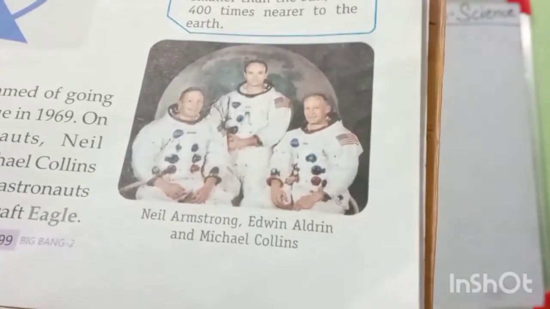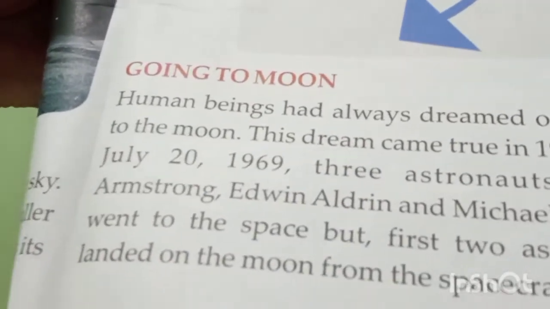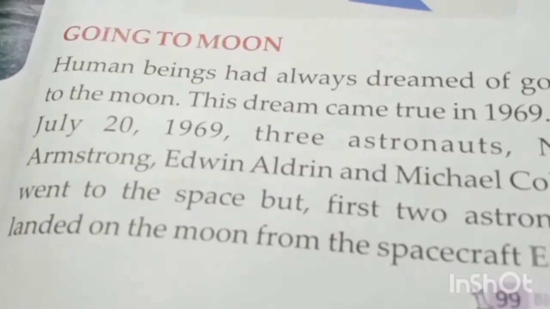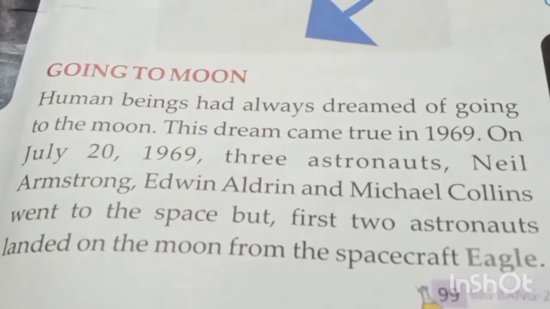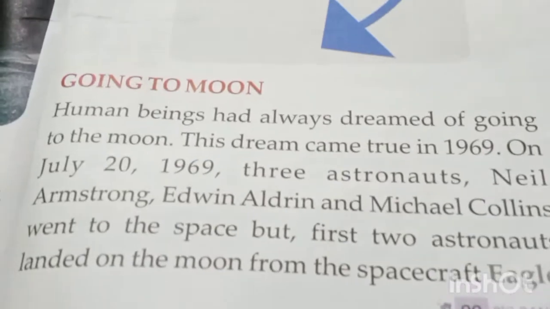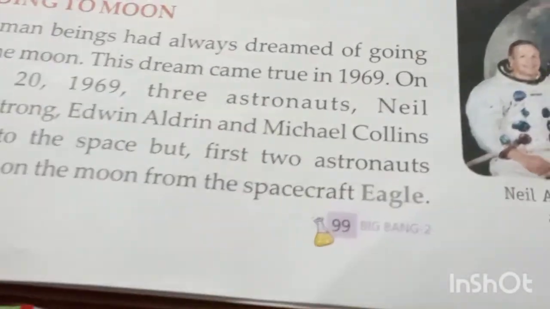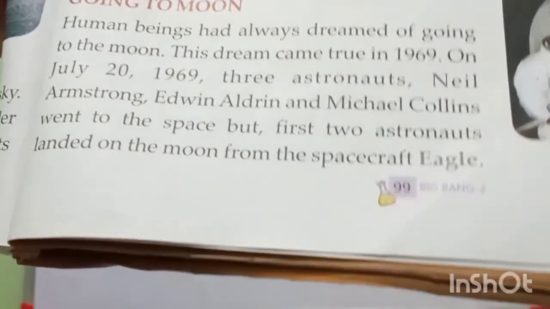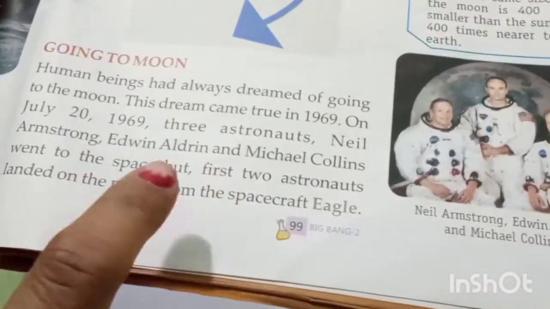Going to the moon. Which person is going to the moon? Here are the three astronauts: first, Neil Armstrong, Edwin Aldrin, and Michael Collins. Human beings had always dreamed of going to the moon. This dream came true in 1969. On July 20, 1969, three astronauts, Neil Armstrong, Edwin Aldrin, and Michael Collins, went to space. Here is the picture. But first two astronauts landed on the moon from the spacecraft Eagle. Eagle is the first spacecraft that went to the moon. Okay, beta. Then turn to the next page.